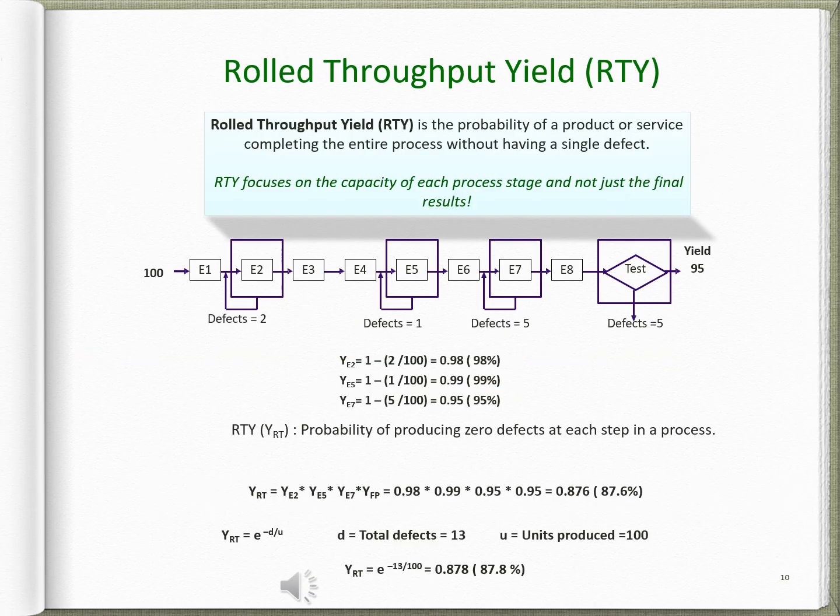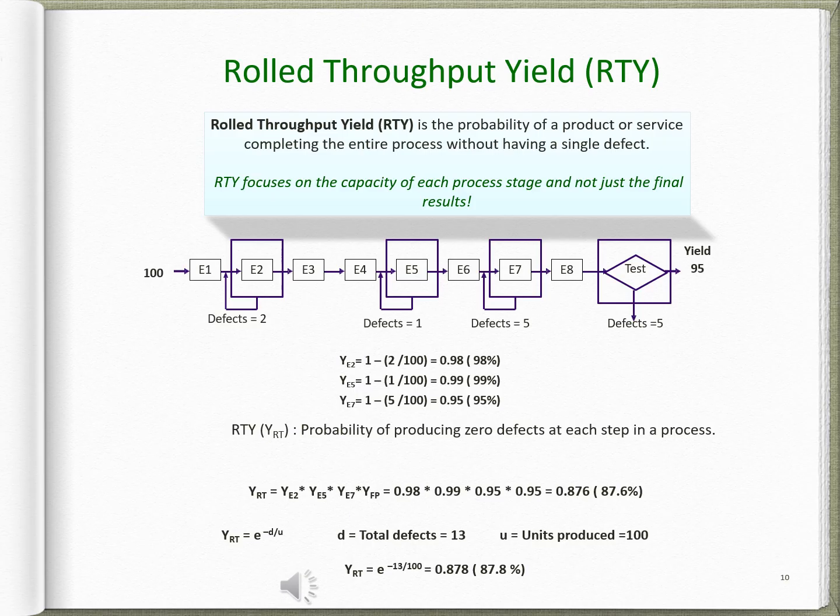Rolled throughput yield, RTY, is the probability of a product or service completing the entire process without having a single defect. RTY focuses on the capacity of each process stage and not just the final results. In our example, the yield of step 2 is 0.98, or 98%. The yield of step 5 is 0.99. The yield of step 7 is 0.95.